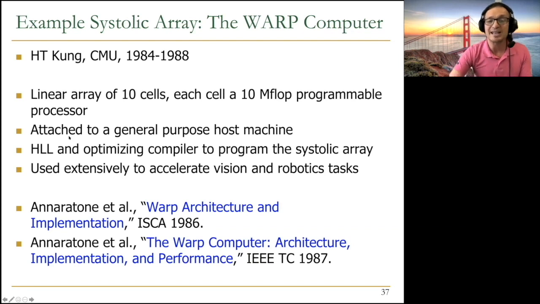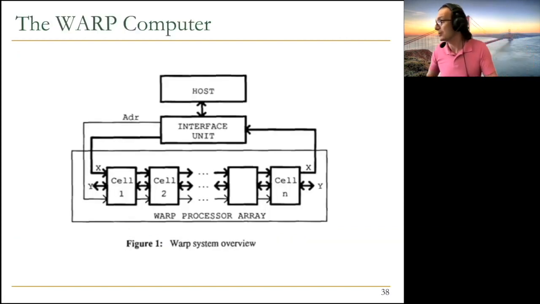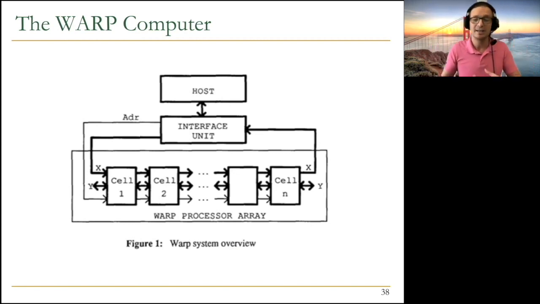And this was an accelerator attached to a general purpose host machine, just like what a TPU is. And they had a high-level language and optimizing compiler to program the systolic array. And I think TPUs actually have some of these and are going to have some of these also increasingly. So the initial vision of the systolic array that looks like this is kind of, I don't want to call it reinvented, but resurfacing right now with tensor processing units, which act as systolic array-based accelerators for machine learning tasks. And you can see that this is a simple linear array. They called this the Warp processor array at the time.